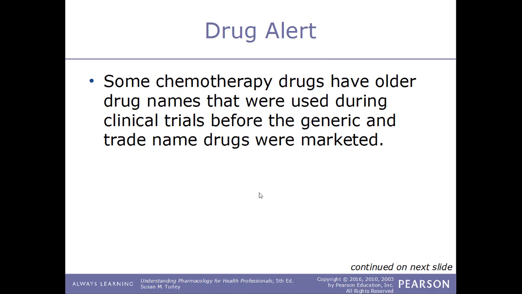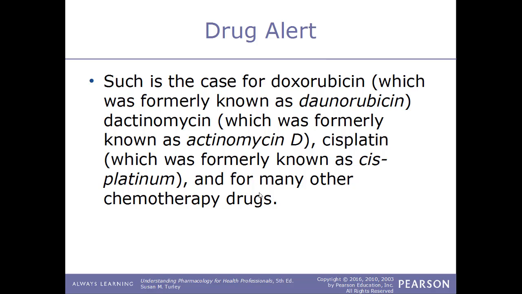Now, some chemotherapy drugs have an older drug name that was used before clinical trials, before the generic and trade name drugs were marketed. This is the case for doxorubicin, which is formerly known as daunorubicin, dactinomycin, which is formerly known as actinomycin D, cisplatin, which is formerly known as cisplatinum, and for many other chemotherapy drugs.